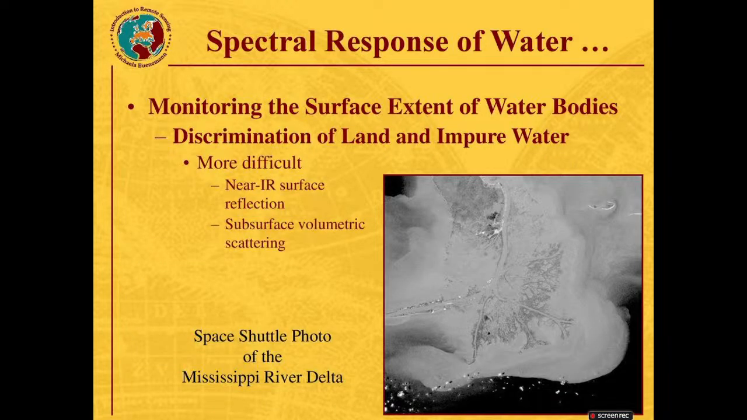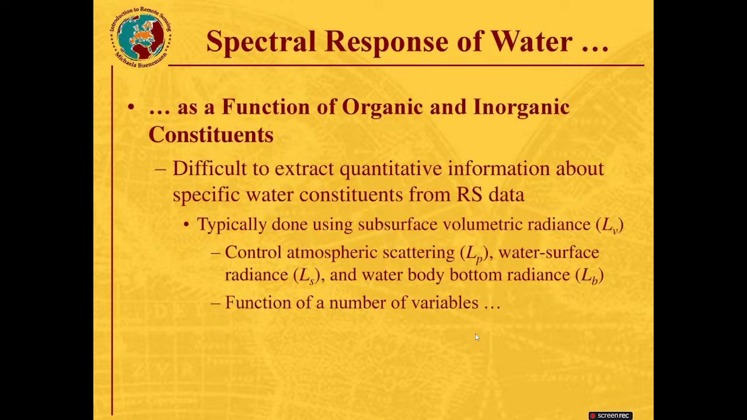So monitoring the surface extent of water bodies is more difficult, mainly because of near infrared surface reflection and subsurface volumetric scattering. Basically this is the photo. Here we can see the water body as the black color, and it shows the soil. Then the organic or inorganic constituents: it is difficult to extract quantitative information about the specific water constituent from the remote sensing data.